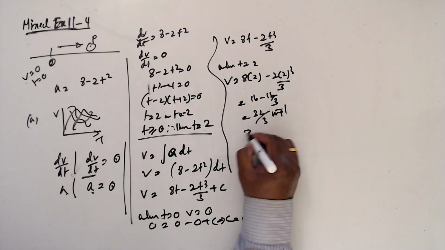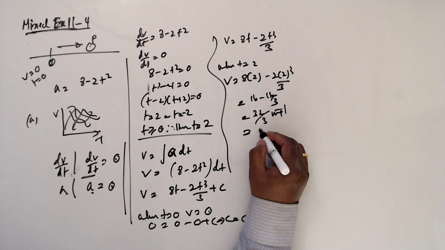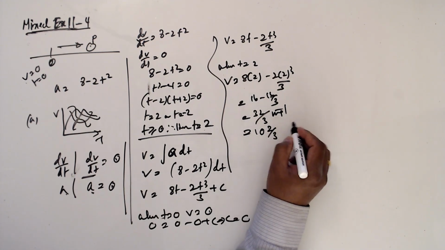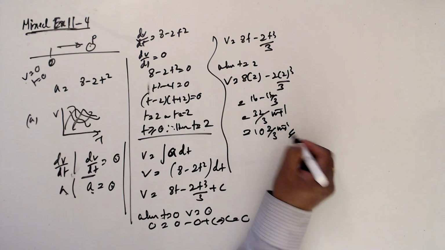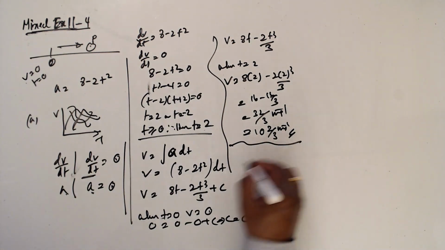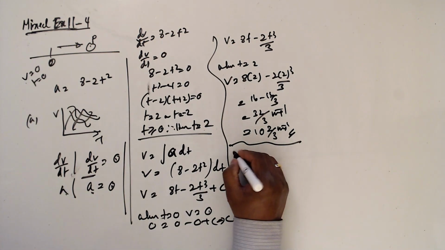M is minus 1. 10 2 over 3. Part B, we need to calculate the distance of the first 2 seconds.